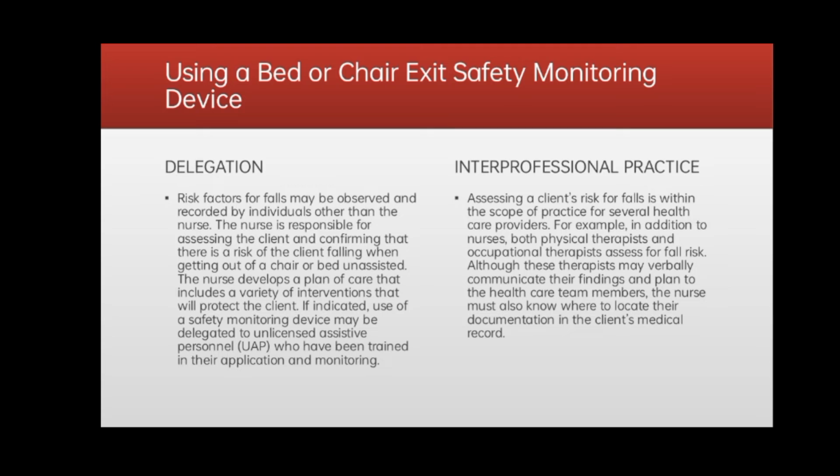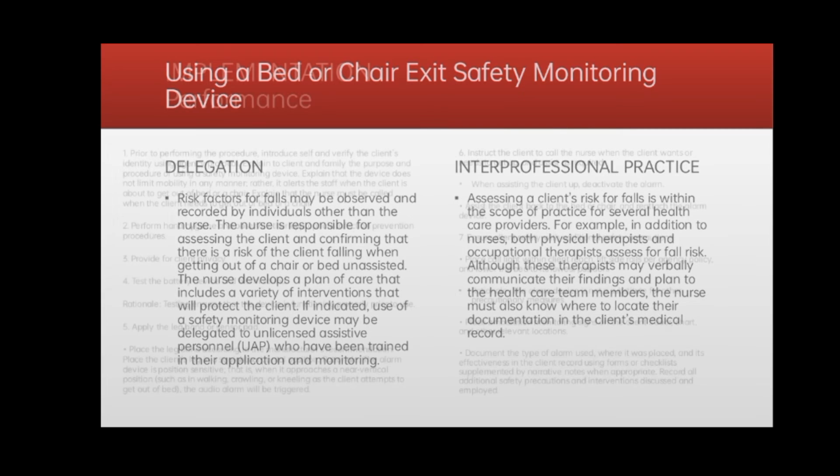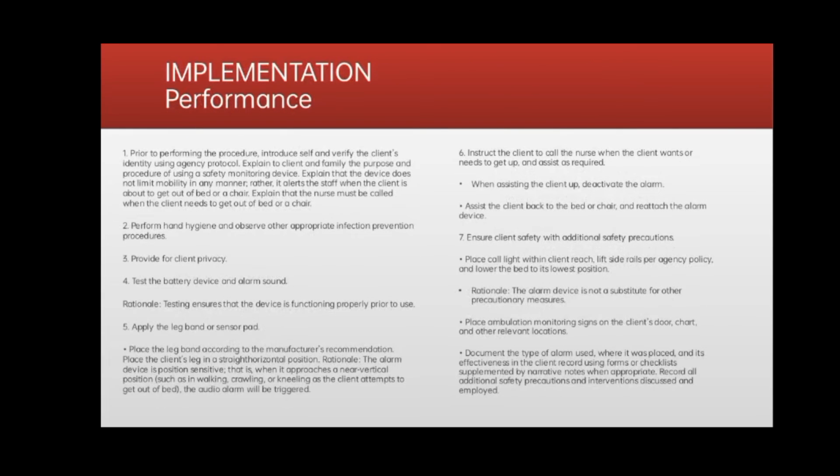Although these therapists may verbally communicate their findings and plan to the healthcare team members, the nurse must also know where to locate their documentation in the client's medical record. For poisoning and suffocation, adolescent and adult poisonings are usually caused by insect or snake bites and drugs used for recreation or in suicide attempts. Implementing poison prevention in these age groups focuses on providing information and counseling.